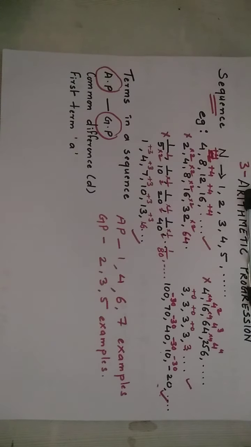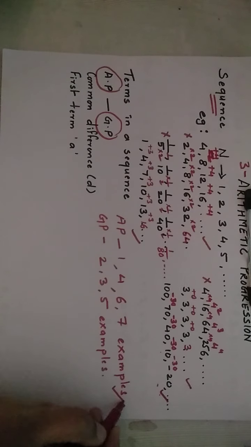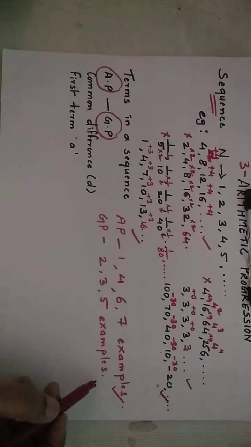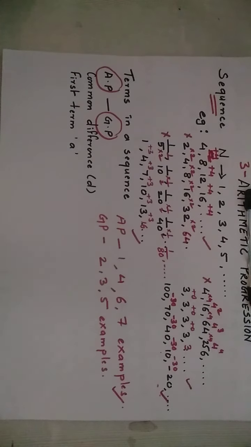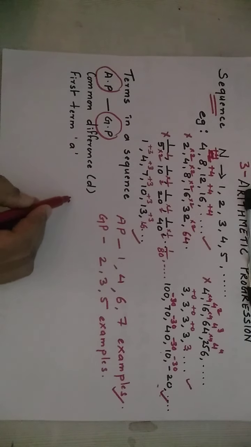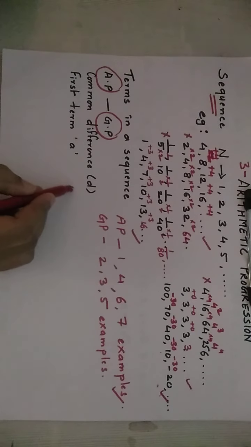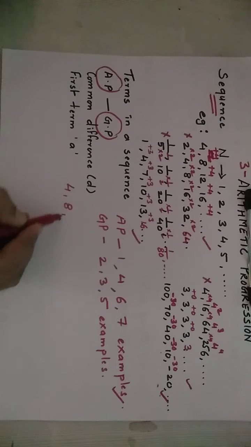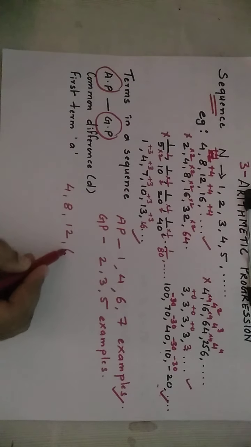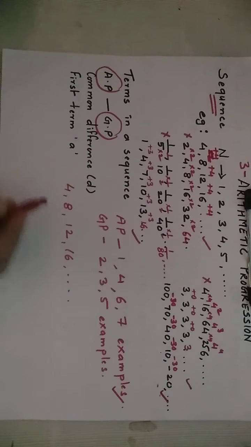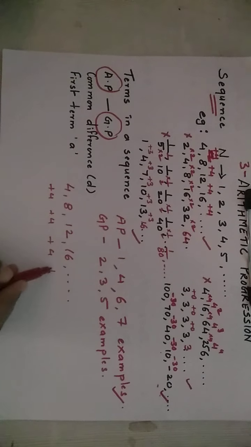Now, after understanding arithmetic progression and geometric progression, we are going to continue with arithmetic progression. We are not going to learn geometric progression in this lesson. So let's concentrate only on arithmetic progression. Now, one example from the set of examples is 4, 8, 12, 16. We are adding 4 every time to get the next number.